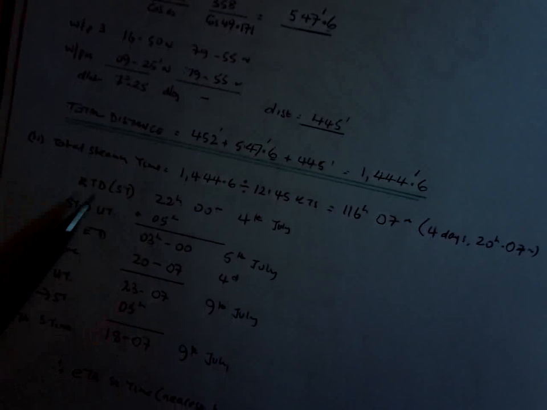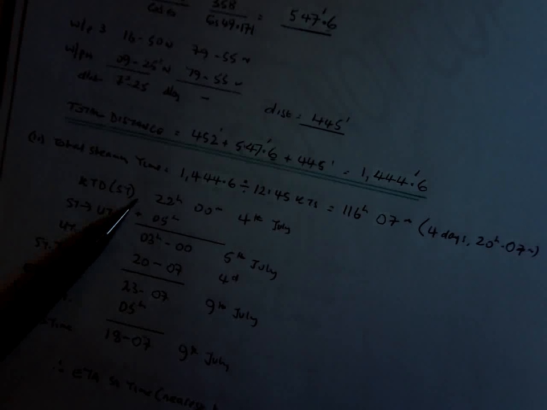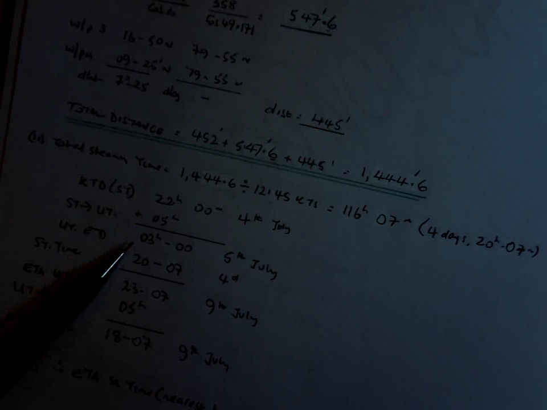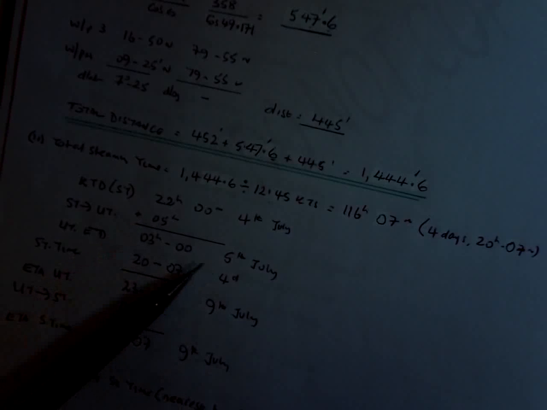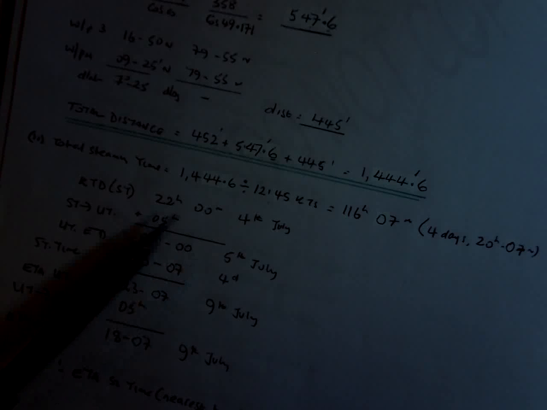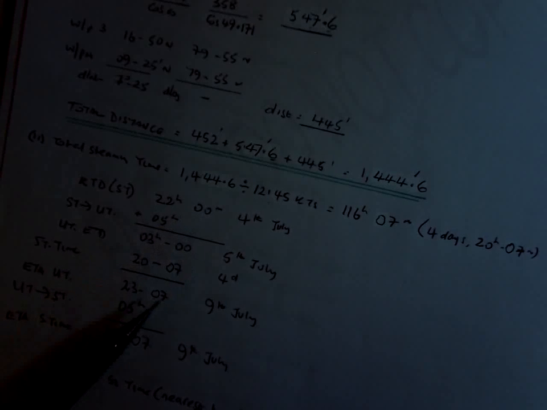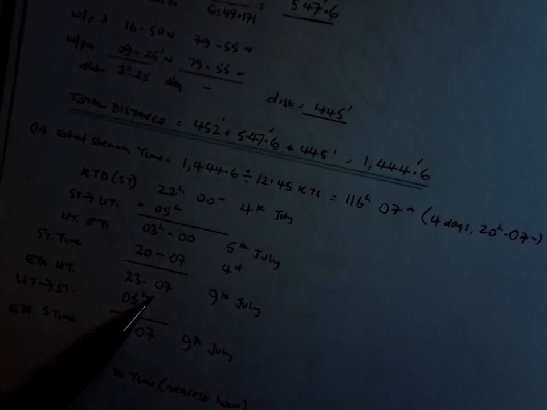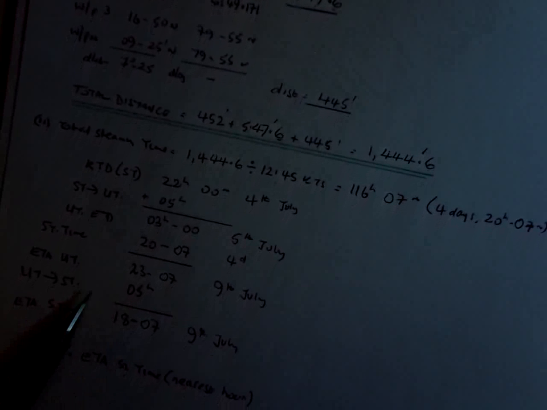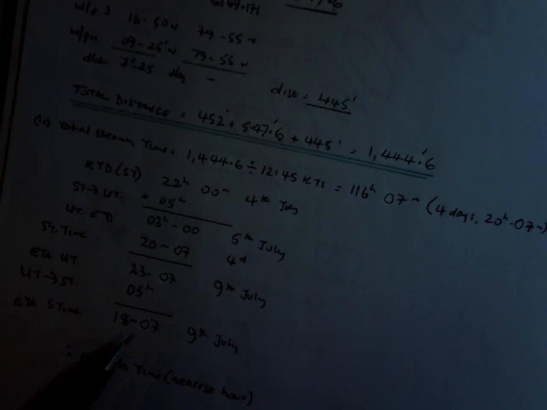You must always convert your standard time that you leave, departure, to universal time. So we went in the book and saw we had to add 5 hours. So universal time we left at 0300, 5th of July. So that took us from the 4th into the 5th of July, 0300. We added the steaming time, which took us to 9th of July at 2307. Now we convert back from universal to standard, and it's the 9th of July at 1807.